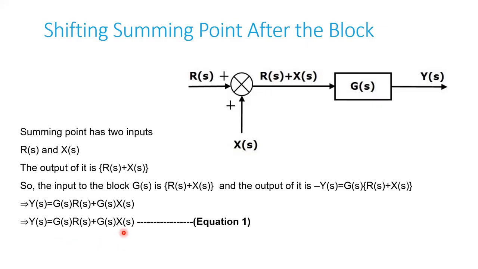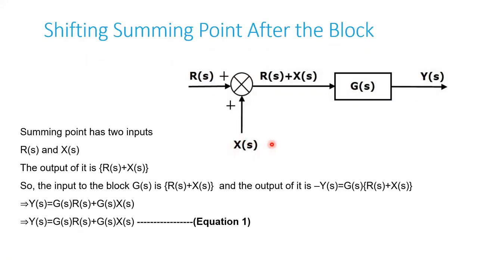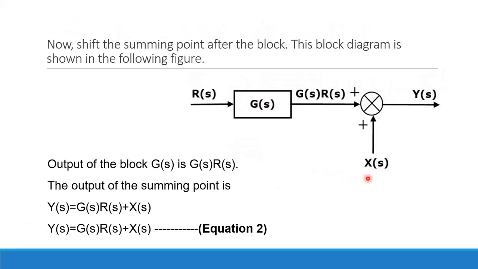Now let us shift the summing point after the block. So we have shifted this summing point here. The input associated with this summing point, that is X(s), will also be shifted with it. This is your original input, so the original input will remain as it is. This is the other reference input, so this reference input will be shifted to this point because we are shifting the summing point here.